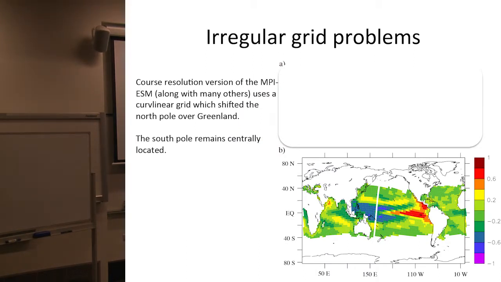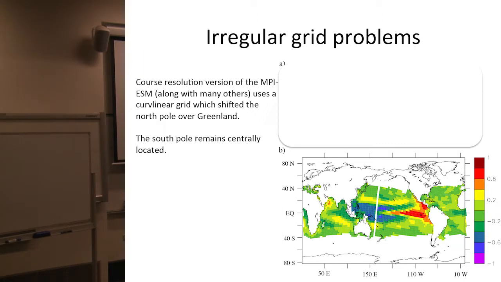So this is a problem. It's basically an application of what we've talked about so far, so what you know about equatorial Kelvin waves. We're going to consider an irregular grid problem. There are a couple of models in CMIP5 where this is more apparent, in coarse resolution models.